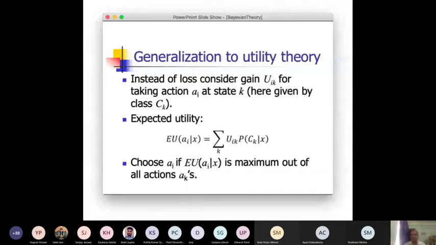So the value of lambda should be low, as you can see, to give the posterior considerable strength. The value of lambda should be on the lower side.